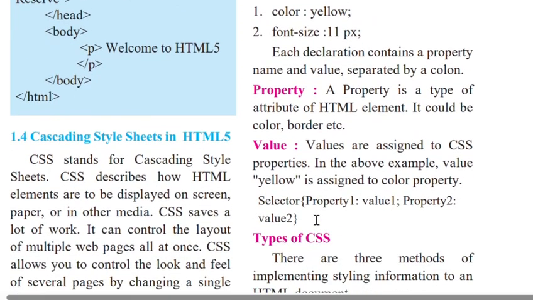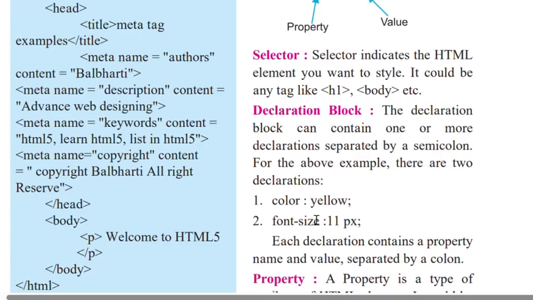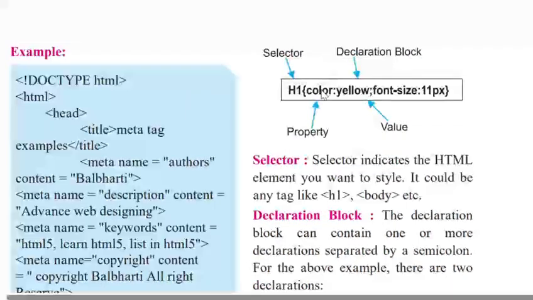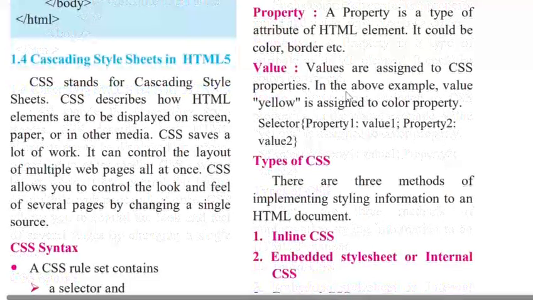Next we have property. A property is a type of attribute of an HTML element. It could be color, border, etc. Values are assigned to CSS properties. In the above example, the value yellow is assigned to the color property. Like you can see here, color is a property and the value assigned to it is yellow.